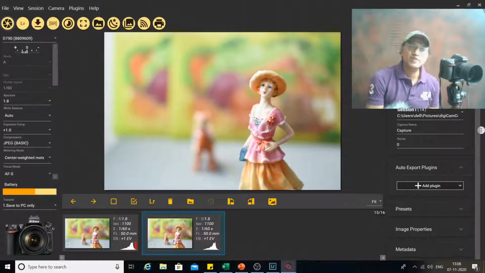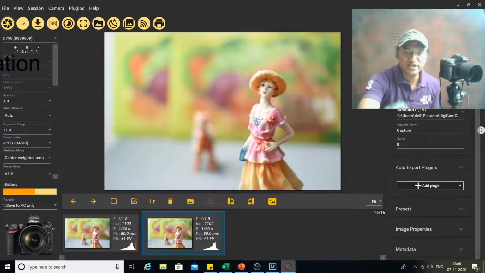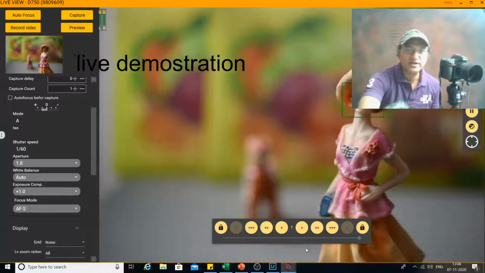But are you able to make out what's behind her? Can you see what's behind her? No, because that is falling in the shallow depth of field. And this is the precise requirement of, as I said, a portrait photograph. Okay, so let's get back into our live mode.